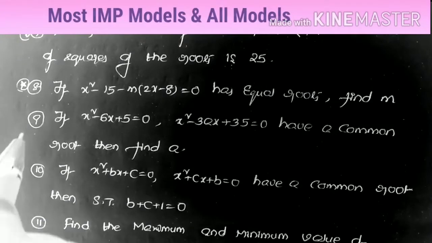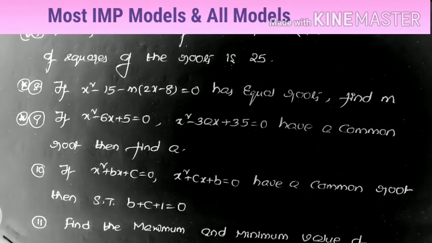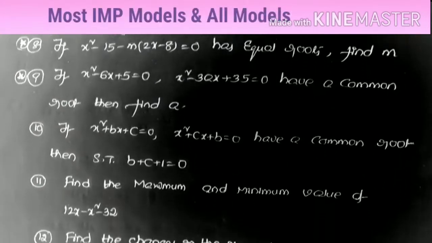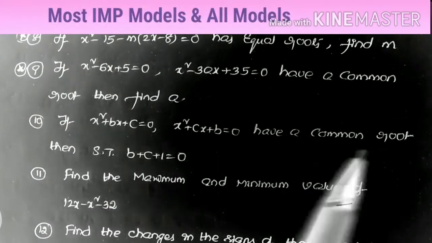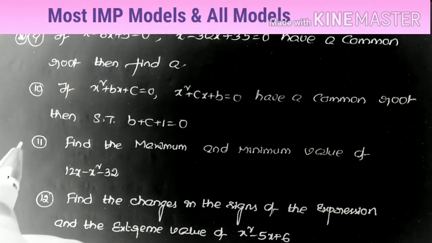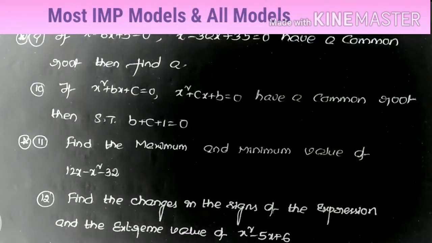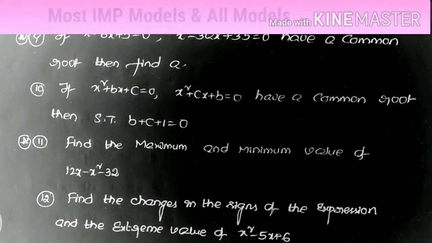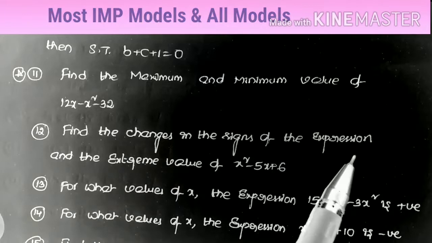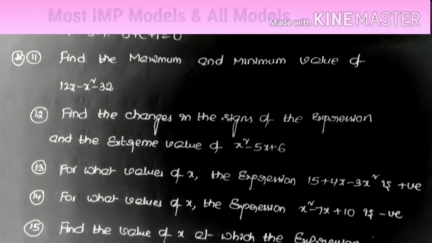And the next one, very, very important problem. If the 2 equations have a common root, then find the value of a. And the next one, if the equations have a common root, then show that this value. And the next one, very, very important problem. Find the maximum and minimum value of the given expression. And the next one, find the changes in the signs of the expression and extreme values.